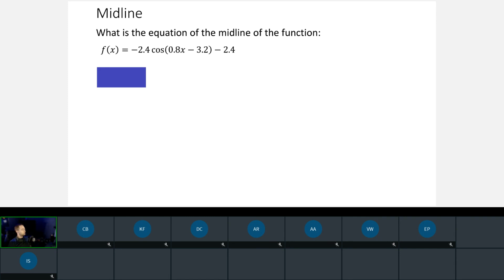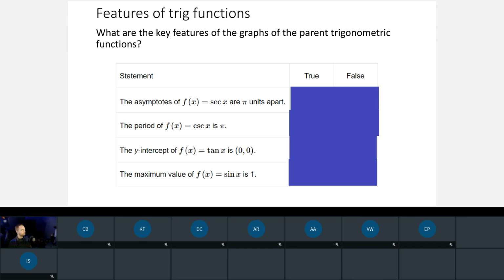All right, first one. Midline. And again, all of you, I sent out the blank review on Friday, so hopefully some of you other than Chloe worked these out. What is the midline of the equation f of x equals negative 2.4 cosine of the quantity 0.8x minus 3.2 minus 2.4? The midline. Y equals negative 2.4. Yep. So midline is the same thing as the vertical shift. Yes. Y equals negative 2.4.